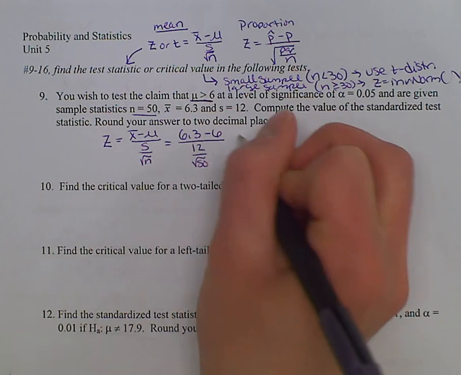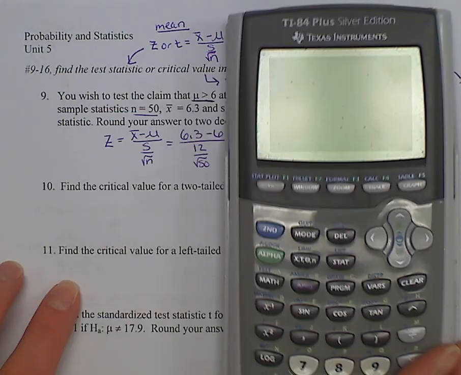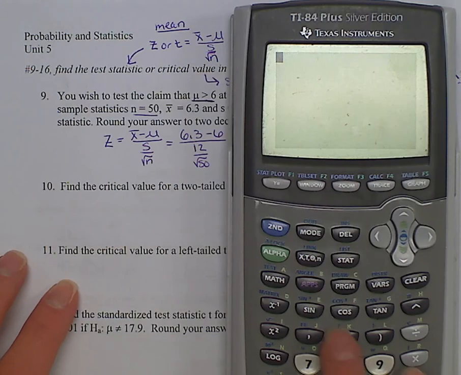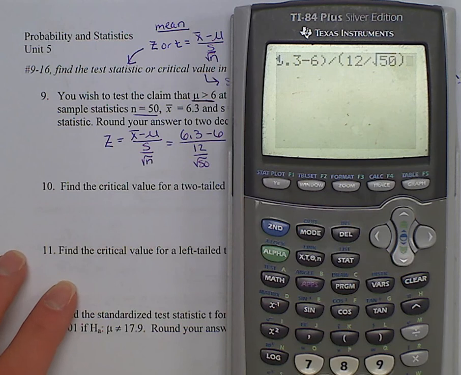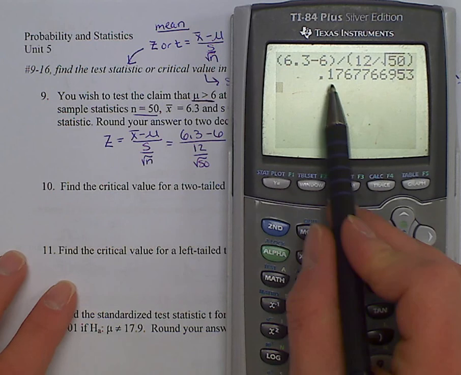Now, in your calculators, if you're going to enter this as one calculation, you use parentheses in the numerator, parentheses in the denominator. And we get, to 2 decimal places, 0.18.